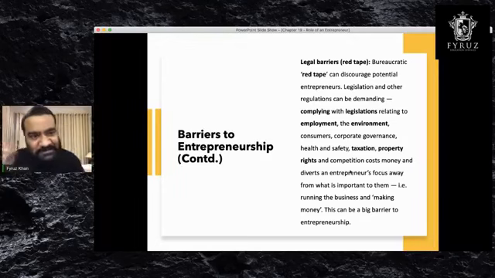So there are a lot of things that you need to think about in terms of legality of a business, right? Especially if you're a public limited company or a private limited company, the paperwork is unmatchable. There's a lot of legality and process that you have to follow. So there are legal barriers, and this can discourage new entrepreneurs.